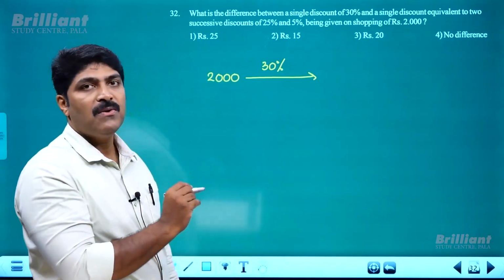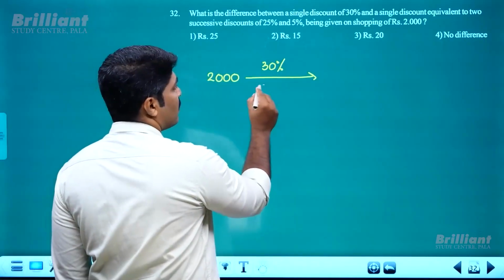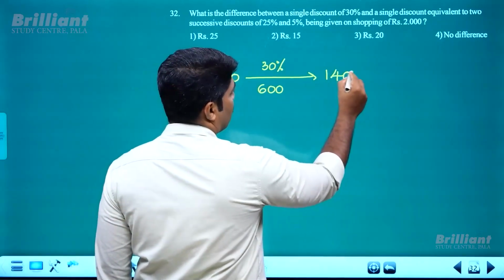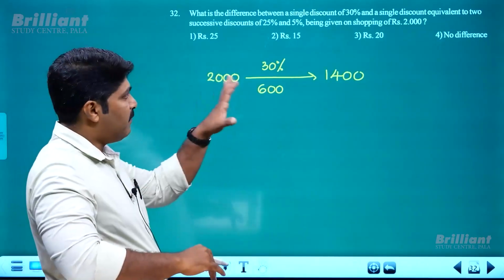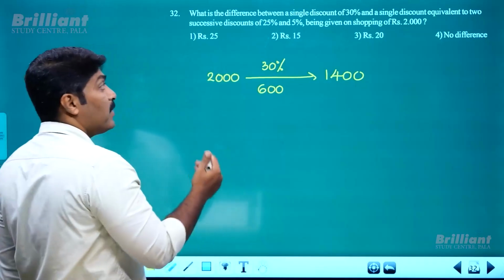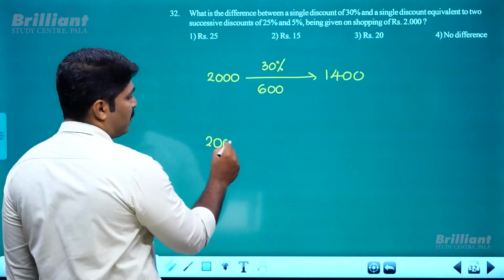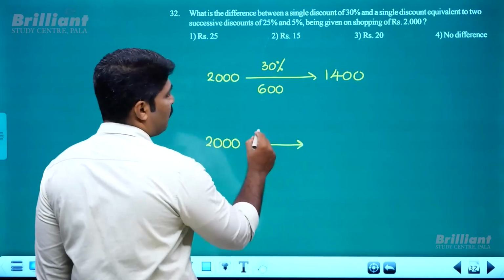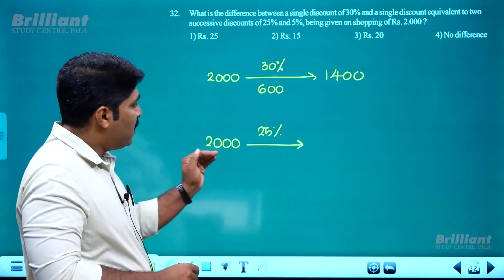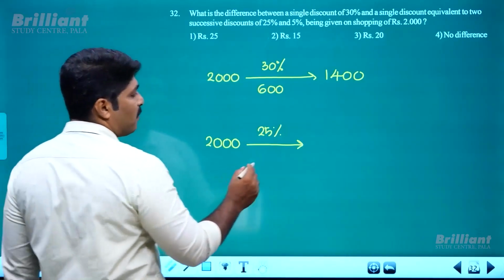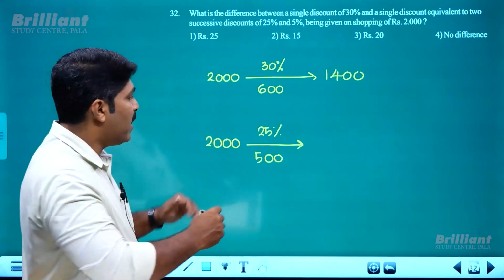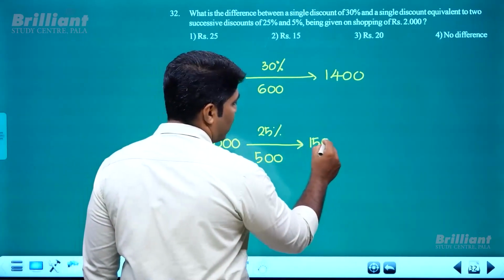What is 30% of 2000? 30% of 2000 is simply 600. So then what will be the selling price here? 1400. This is the first situation. As per the first calculation, the discount amount is 600. While we are moving to the second discount condition, initially 2000 is the marked price. First a 25% discount is offered. Now what is 25% of 2000? That is 1/4 of this value, which is nothing but 500. So when we deduct this 500 from the marked price, the value becomes 1500.